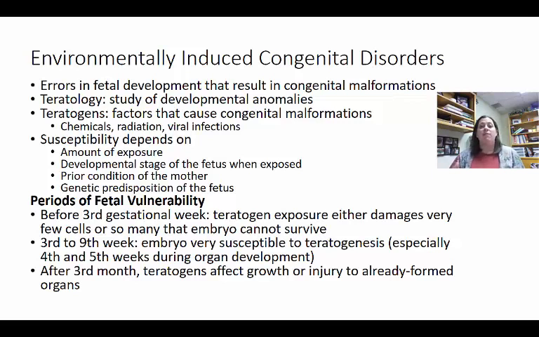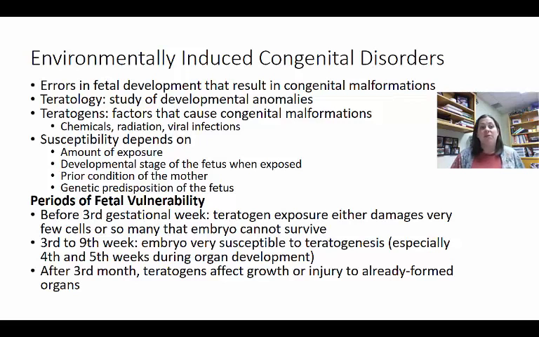Those things may not affect the woman as she is going through the pregnancy, but they could affect the unborn child. Now, the susceptibility of the fetus or unborn child is going to depend upon the amount of exposure to those things. What developmental stage was it exposed during: trimester 1, 2, 3, or all of them? Prior condition of the mother, if the mother had potential issues before, and the genetic predisposition of the fetus.